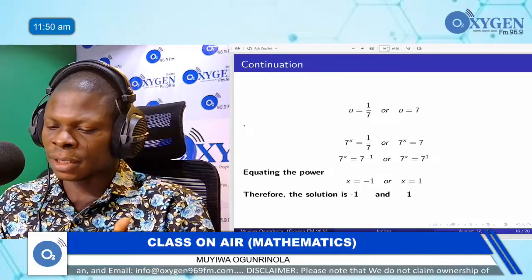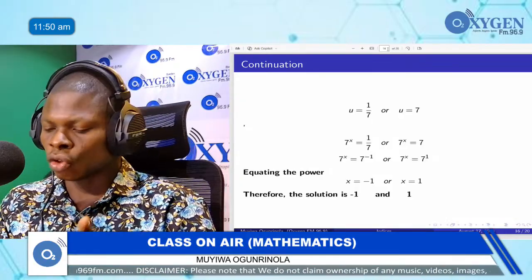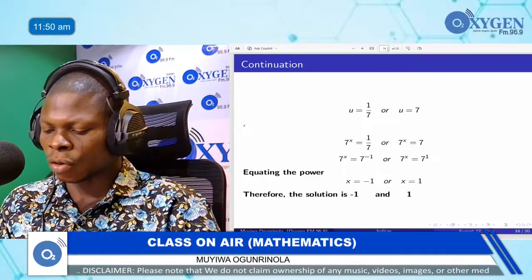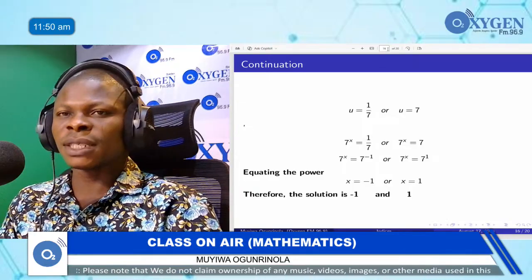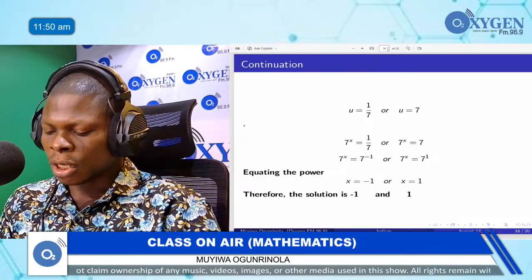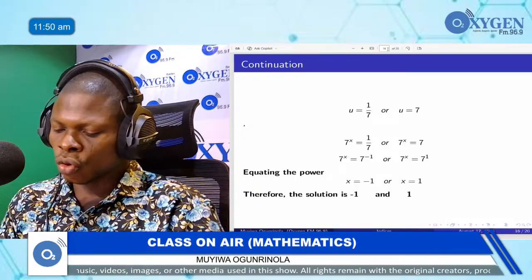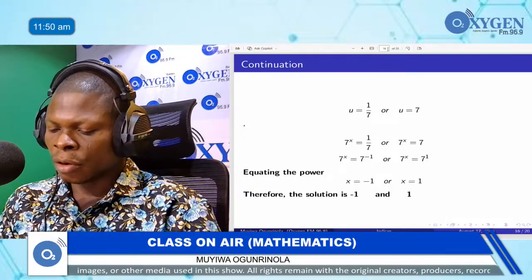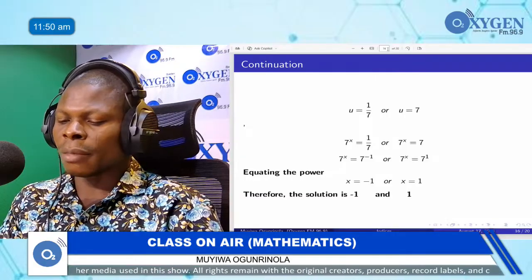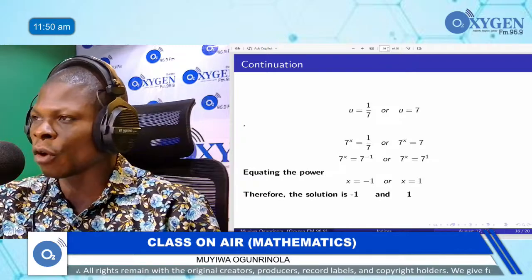Then we find when u is equal to 7. So this one also will be 7 raised to power x is equal to 7. 7 is the same thing as 7 raised to power 1. So when you equate the power here, we have x is equal to 1. So therefore, our solution for this one is the what? Minus 1 and 1. I'm still waiting for your call.